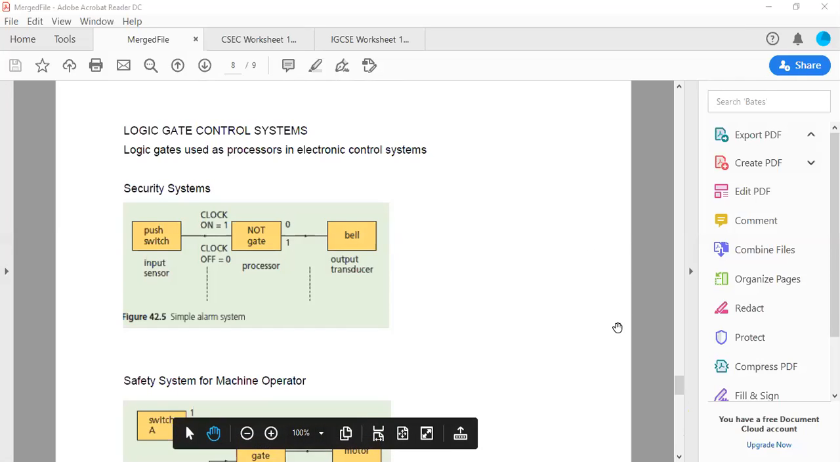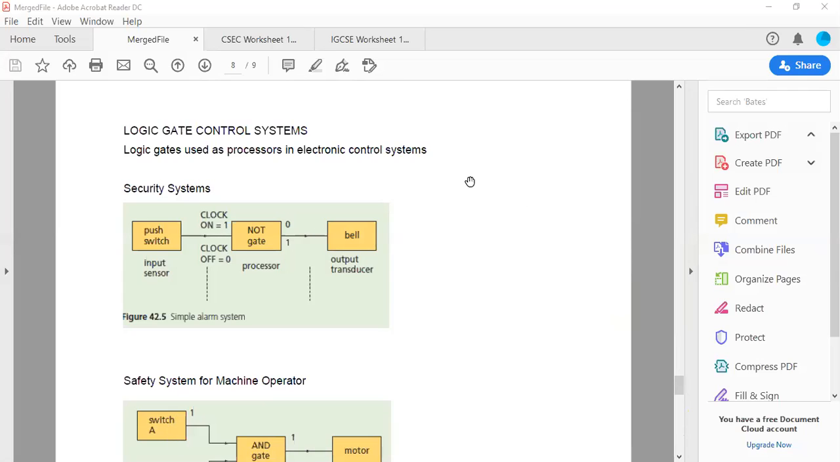Any questions? Good. All right, nice. So we're going to go on to do past papers now. So we'll look through some past paper questions.